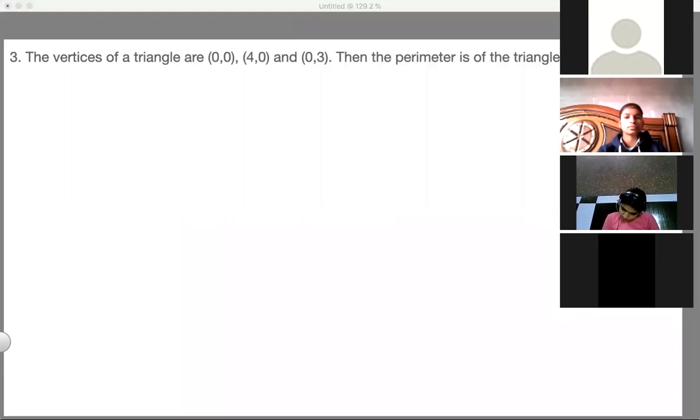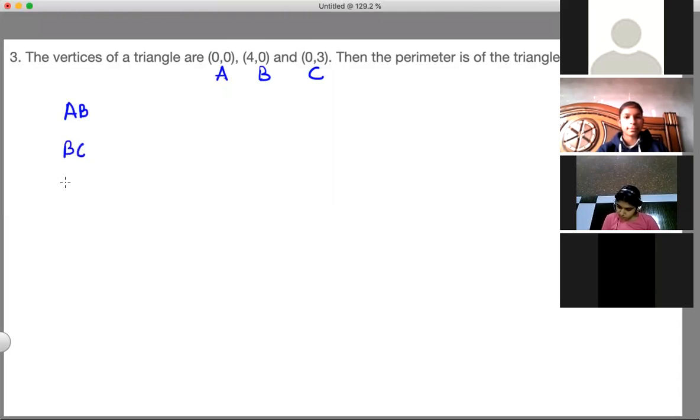The vertices of a triangle are given, then the perimeter of the triangle is... Okay, so हमें perimeter निकालना है, which is nothing but adding the 3 lengths. There is no other way. Okay, so we have to find AB, BC, and AC. Okay, ये तीनों lengths निकालने हैं, तो let's find those out.